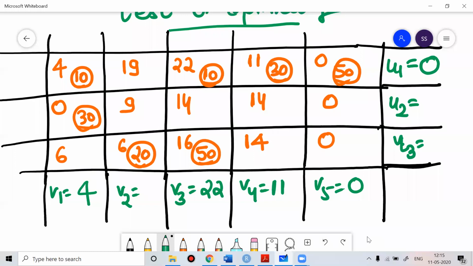Now once this is done, I can find the other values. So you know the formula. For the occupied cell, we follow the formula Cij equal to Ui plus Vj. So this would be minus 4. So this would be minus 4. Then this would be minus 6. So you got U1, U2, U3, V1, V2 is left. So 6 plus 6, you will get 12. So you got V1, V2, V3, V4, V5.